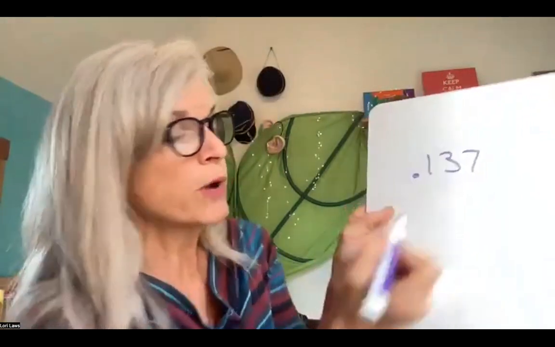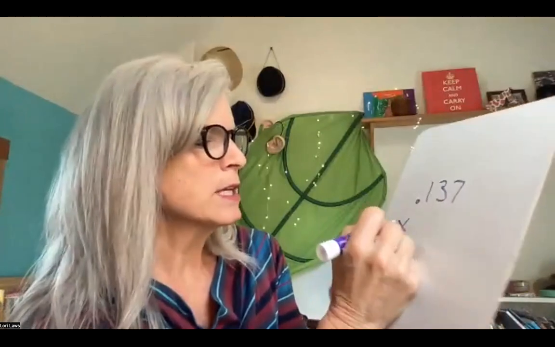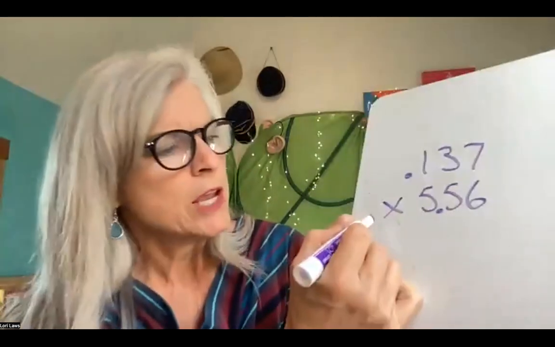So, Christian, I saw you had a question. Let's say you're multiplying 137, but they're all decimals, 0.137. That's 137 thousandths times 556, but it's 5.56. You're going to do that just like a regular multiplication problem.